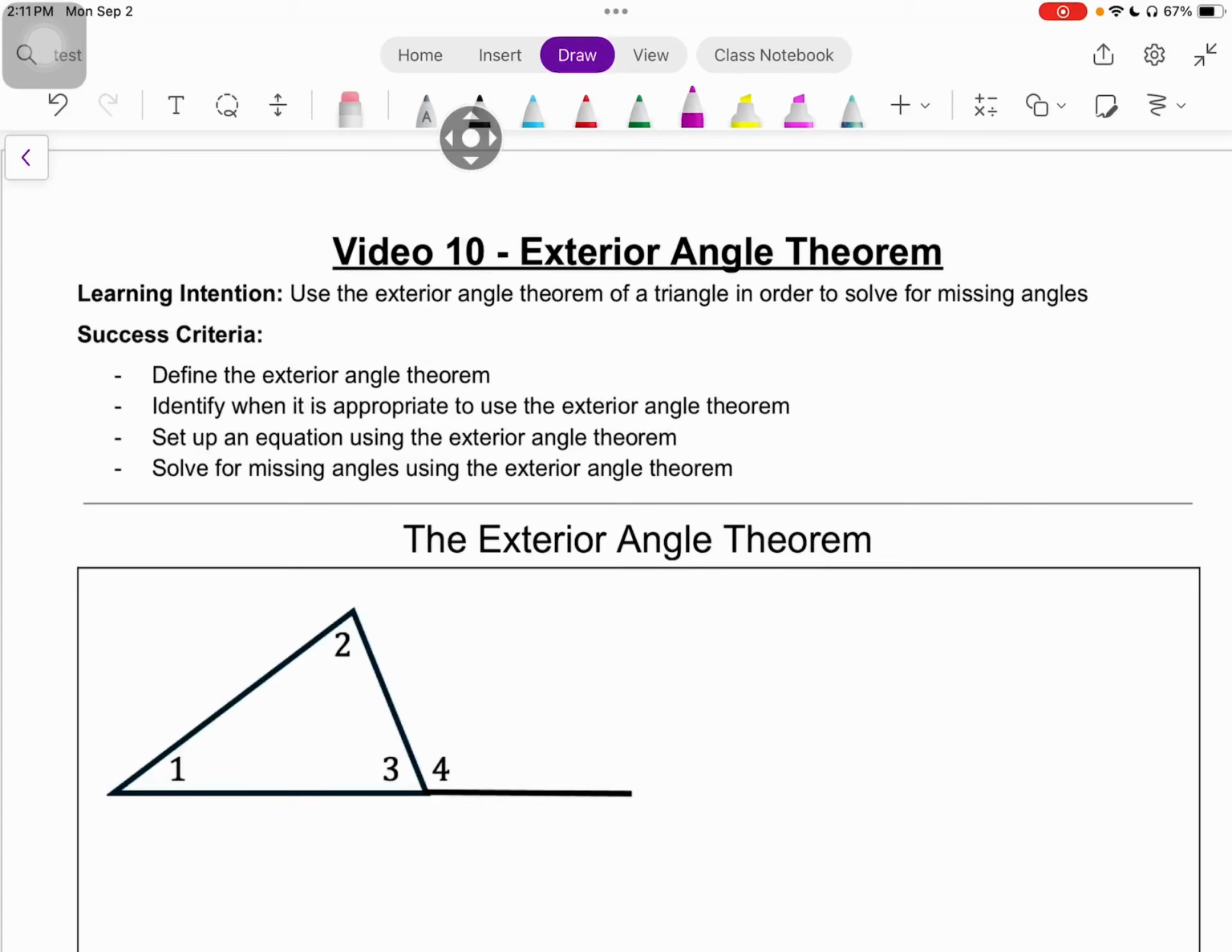You guys have made it to the 10th and final video of this unit. So we will have our mastery check after this video, or after you get the practice done, and then we'll get into our angles unit test. So we're going to put all that vocabulary together. We're going to have a test on everything.